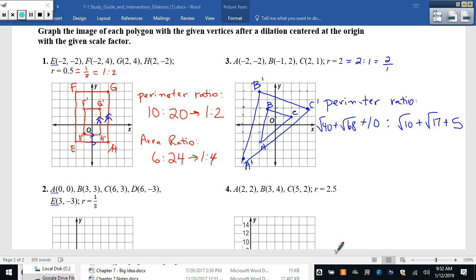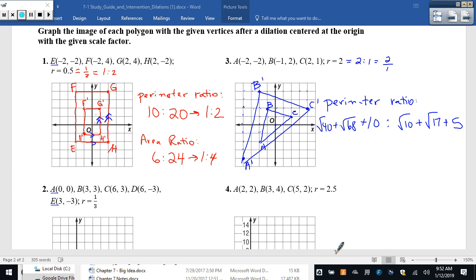Again, I didn't think about doing those distances when I first started this problem, but what I want you to see here is this. If you add up the square root of 40, plus the square root of 68, plus 10, you get like 24.57 and it continues on from there. And if you do the same thing for the square root of 10, square root of 17, and 5, square root of 10 plus the square root of 17 plus 5, you get like 12.2853 and it continues on.